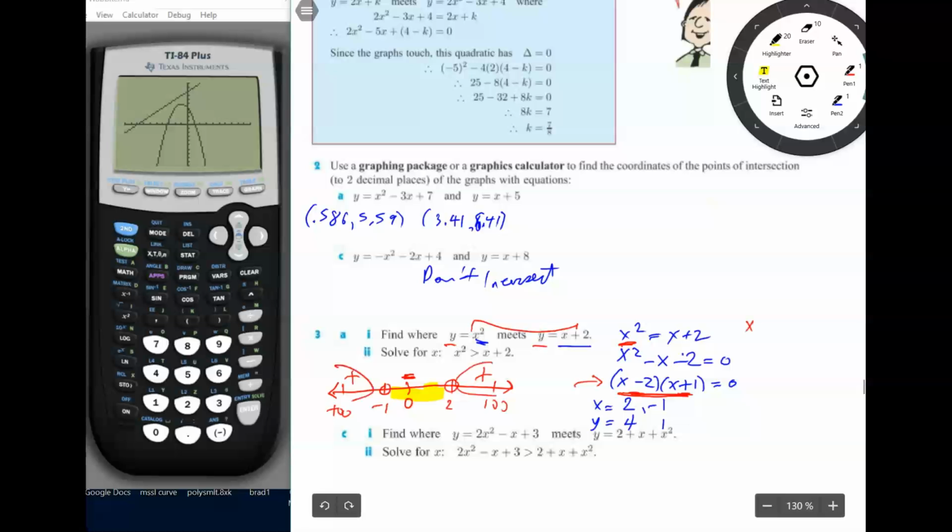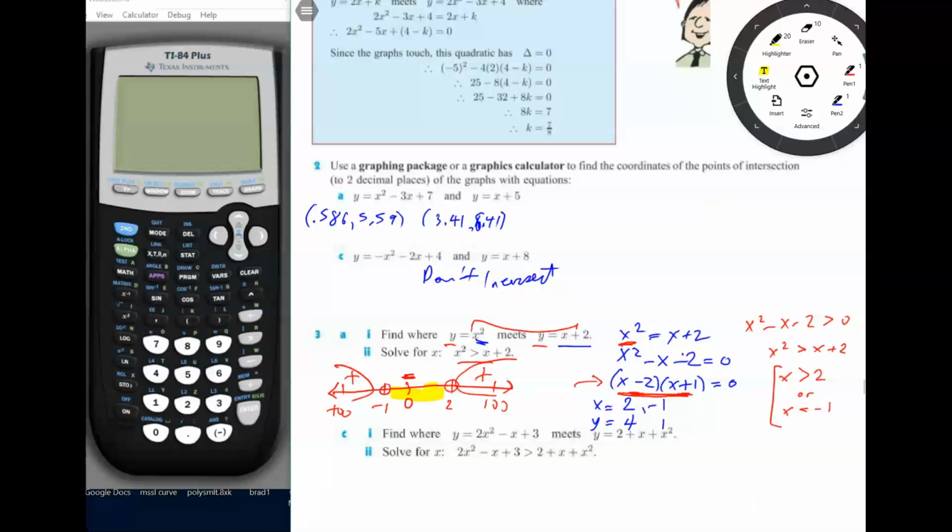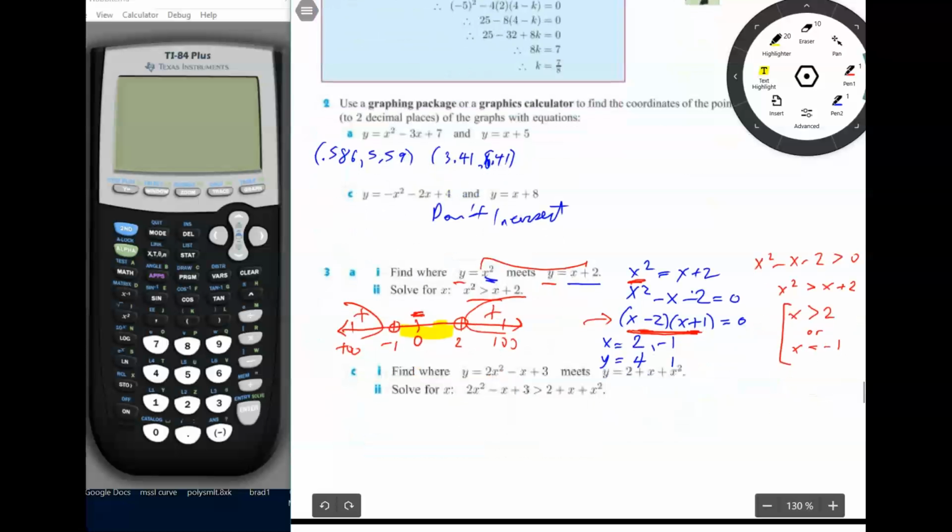So when x squared minus x minus 2 is greater than 0, that is when x squared is greater than x plus 2, right? That's what they want to know. So basically, it would be when x is greater than 2 or when x is less than negative 1. Okay? And I need to put "or" there because x cannot be both greater than 2 and less than negative 1 at the same time.